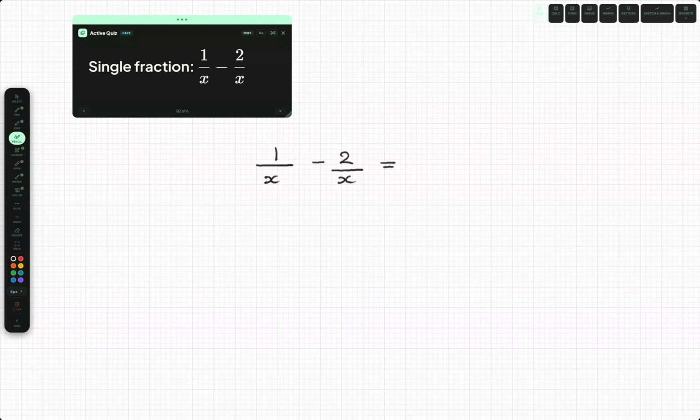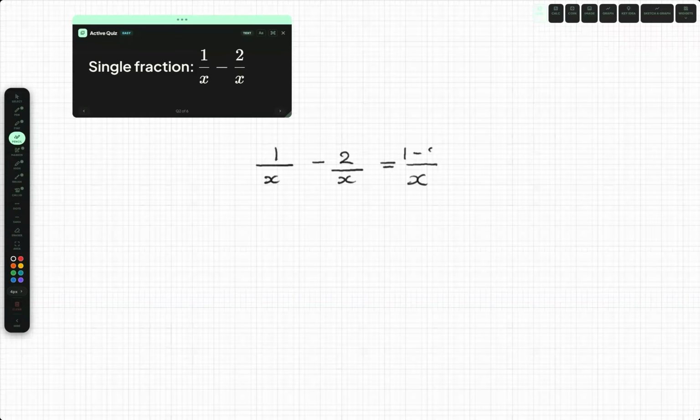Okay, because our two denominators are the same, we keep the denominator the same, and then we just perform the operation on the top. 1 minus 2 is going to be negative 1 over x.